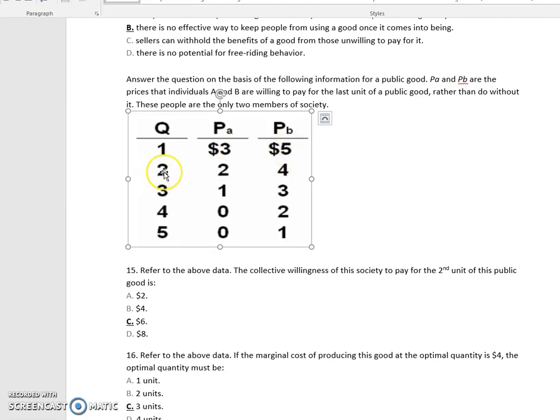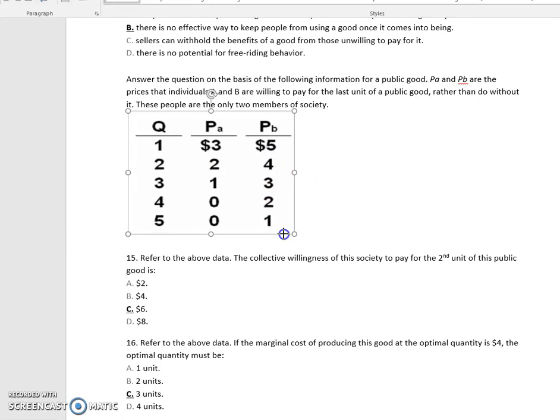For the second unit of public good, individual A wants to pay $2, individual B wants to pay $4, and so on for all the other units, until the fifth unit of public goods. Now they are saying, refer to the above data. The collective willingness of this society to pay for the second unit of the public good is how much? That is Q equal to 2.